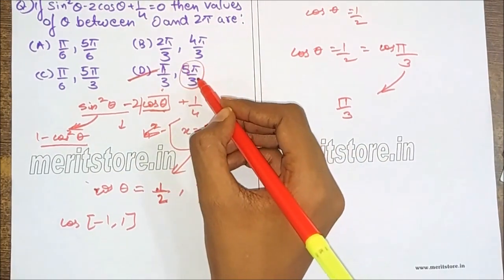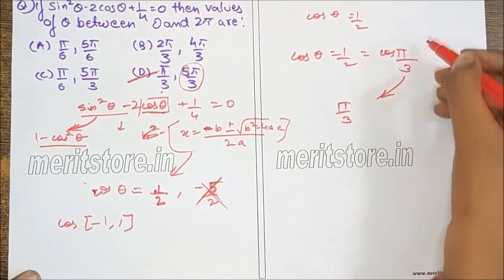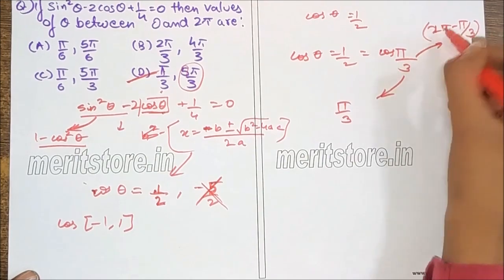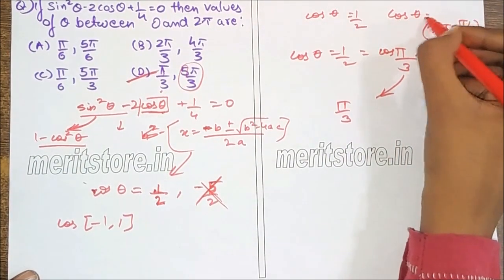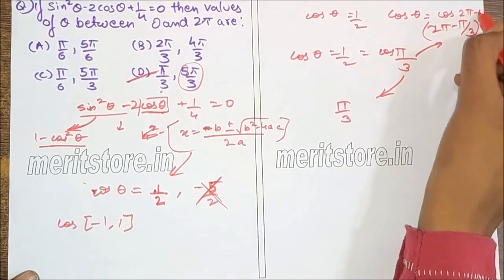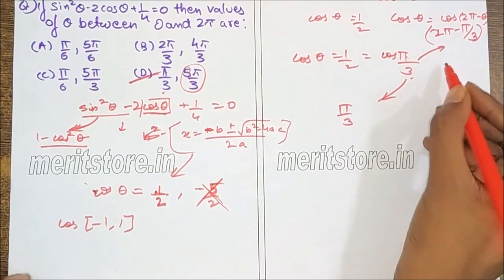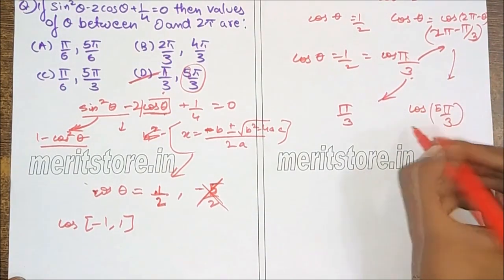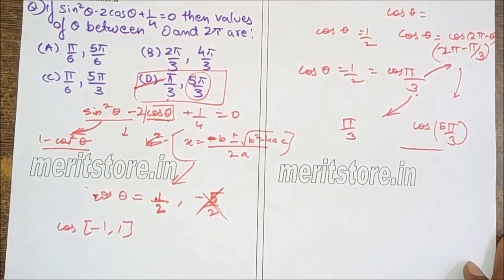So there is another value, 5 pi by 3. If we want to verify this, we can simply write it as 2 pi minus pi by 3. This is because cos theta is the same as cos of 2 pi minus theta. So cos pi by 3 can be written as cos of 2 pi minus pi by 3, which is equal to cos of 5 pi by 3. So D is our answer, pi by 3 comma 5 pi by 3.